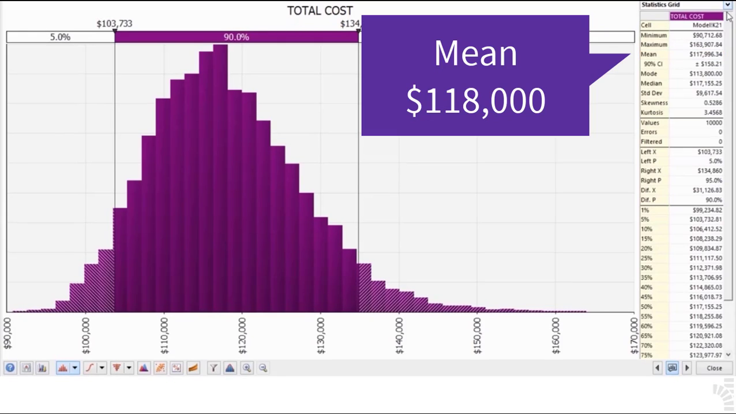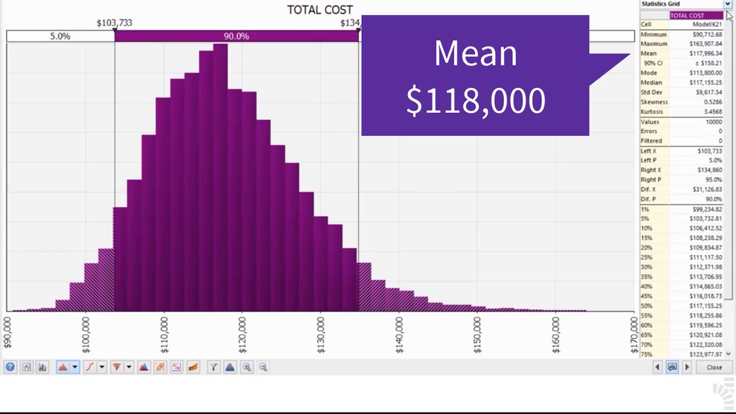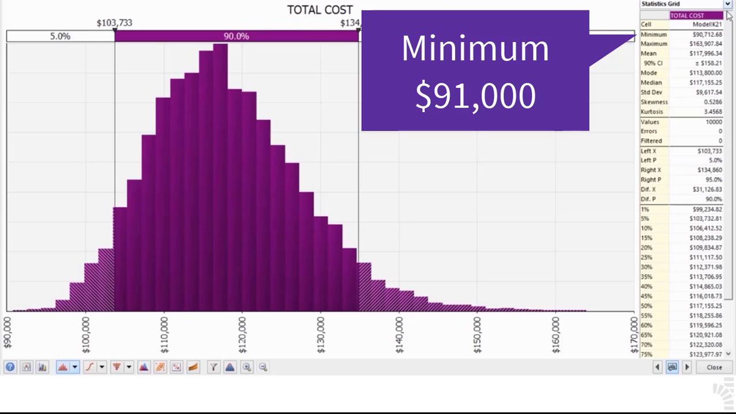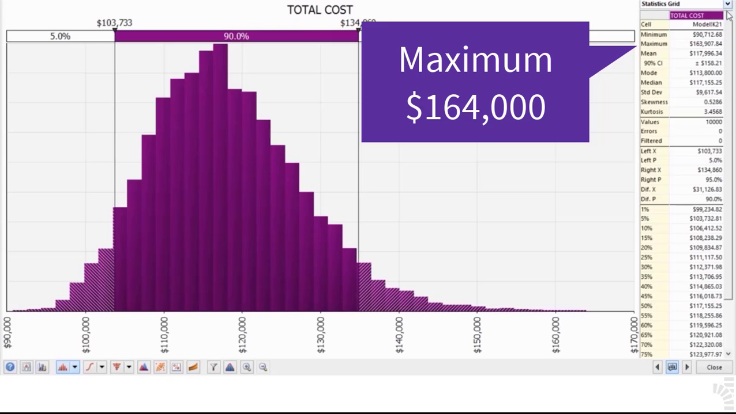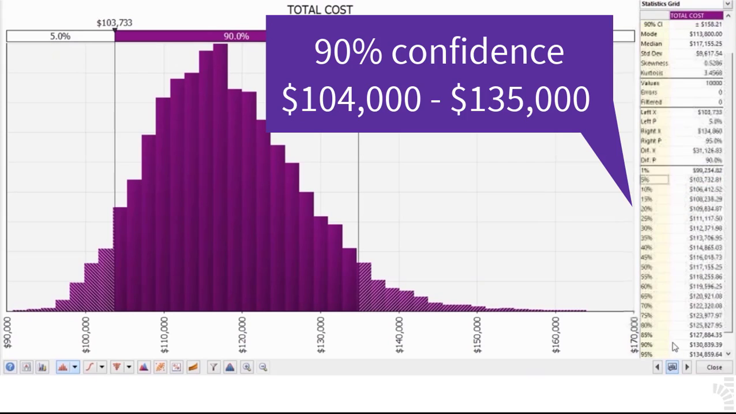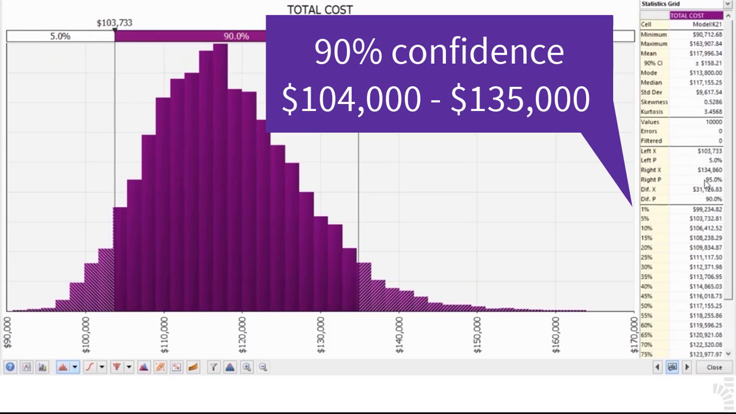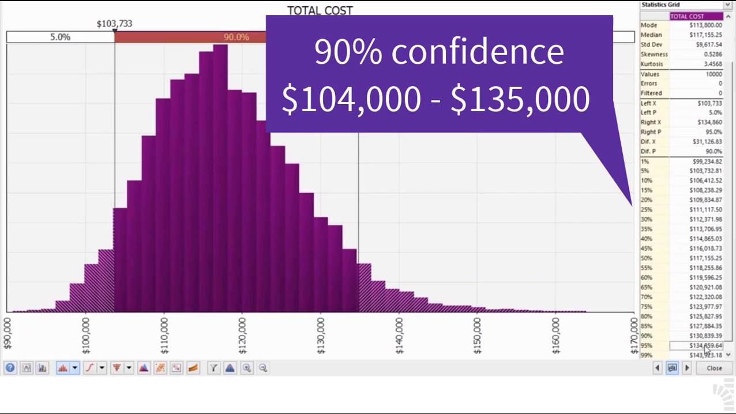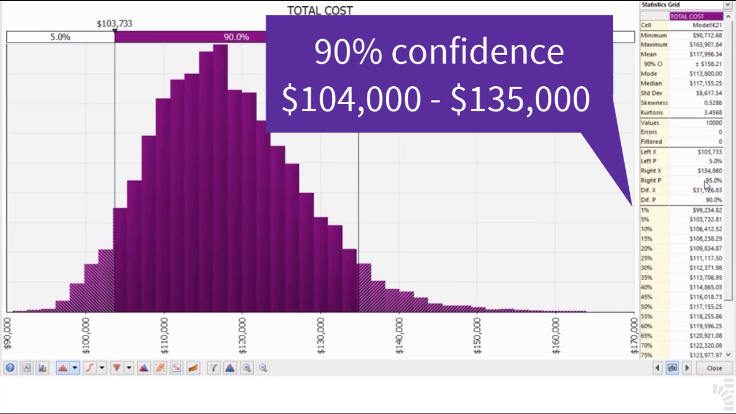On average, the mean, the total cost for this project would be close to $118,000. Results range from a minimum of approximately $91,000 to $164,000. Observe that @Risk by default places two vertical delimiter lines at the 5th and 95th percentile. The respective levels for these two percentiles are roughly $104,000 and $135,000. This means that there's a 90% confidence the total project cost will range between those two levels.